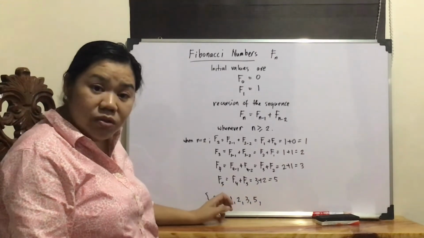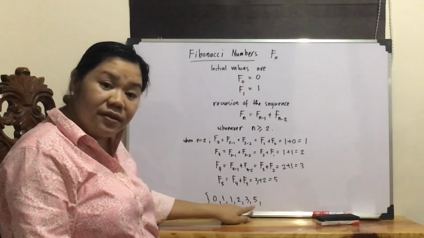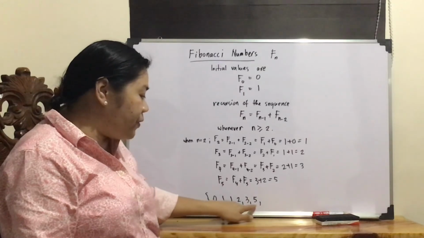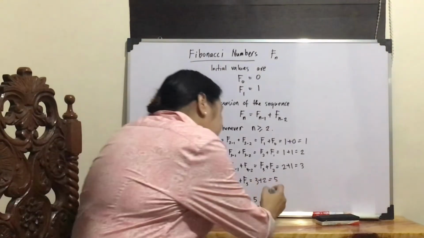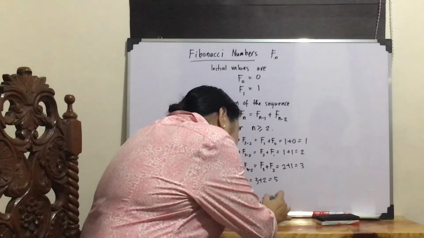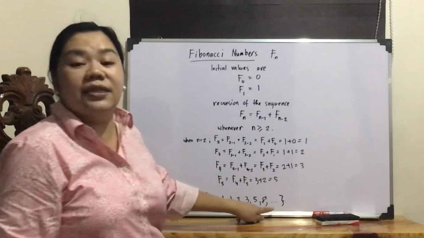Now, would you know what's the next number of the sequence? The F of 6. The sum of the two previous, correct? So that is 3 and 5. You add them, you get 8. And so on. This is your Fibonacci sequence.